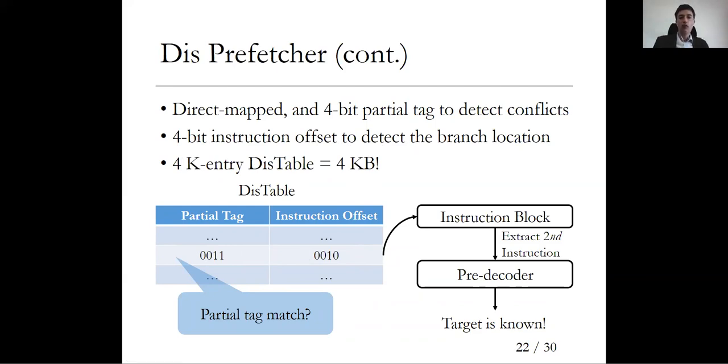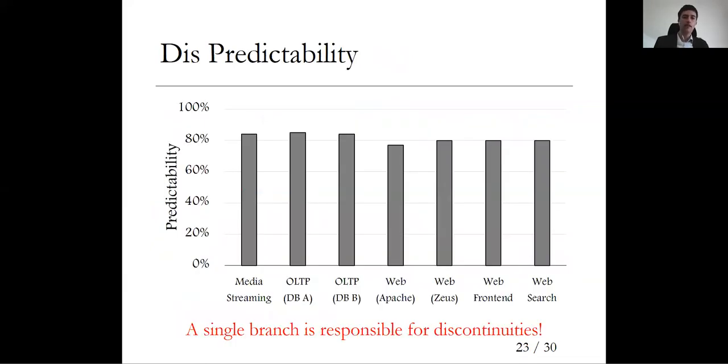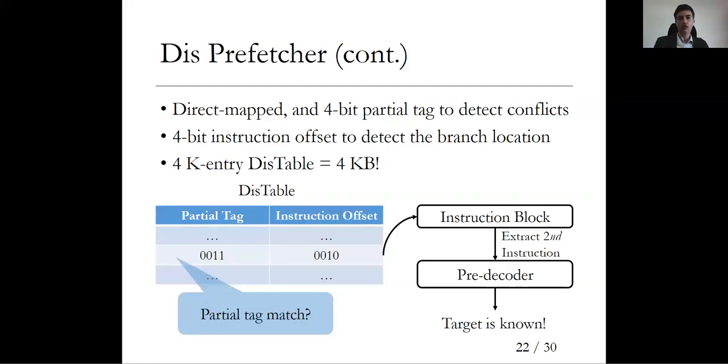You may want to ask, why do we need to store only a single offset in the table? There might be more than one branch responsible for discontinuities in a given cache block. Here is the reason. We identified that most of the time, there is only one branch responsible for the discontinuity within every cache block. 80% of the time, there is only a single branch within a cache block responsible for the discontinuity, and that's why we have only one offset here.